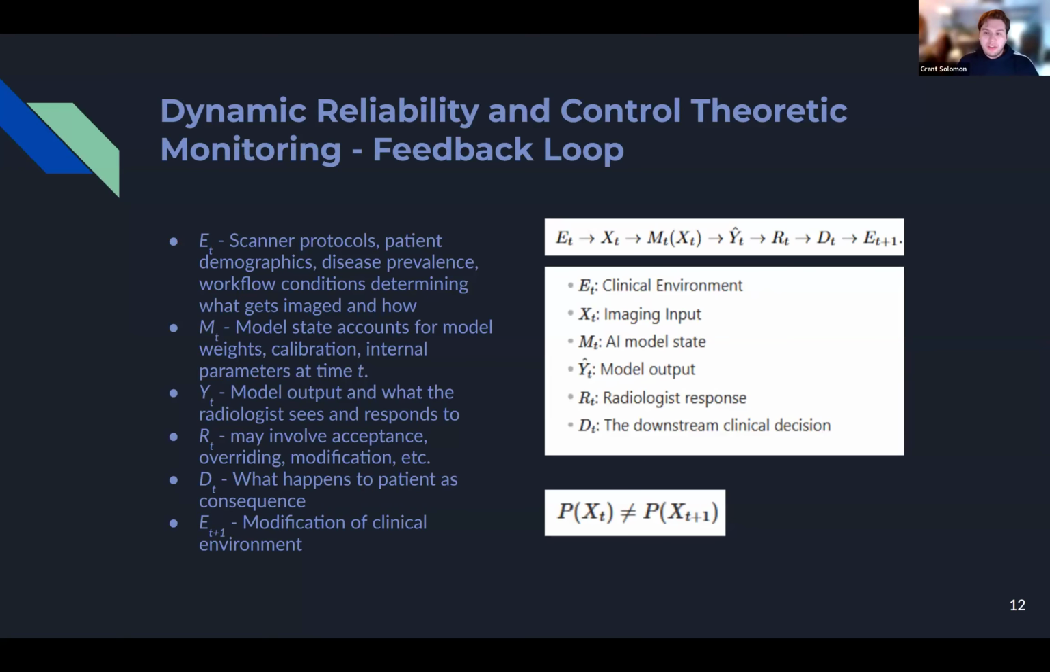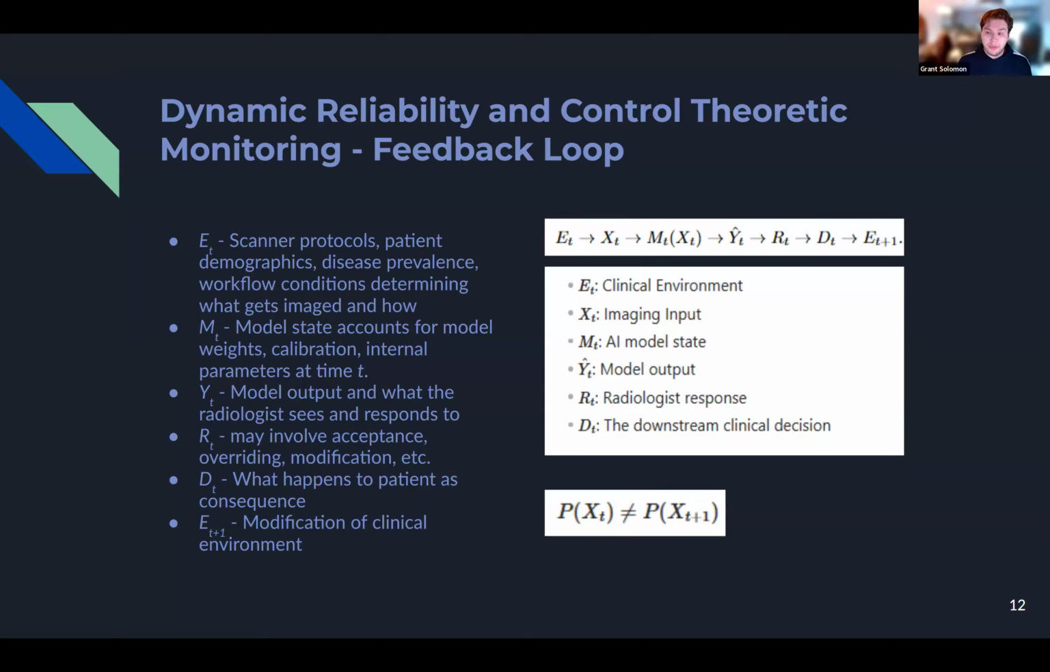Okay, so this slide introduces the core idea behind the framework, which is that AI development is a feedback loop. The clinical environment determines what gets imaged and how: scanner protocols, patient demographics, disease prevalence, and workflow conditions are affected. This produces the imaging input, which the AI model processes to generate an output. The radiologist responds to that output and then may accept it, override it, flag it, or modify the report.